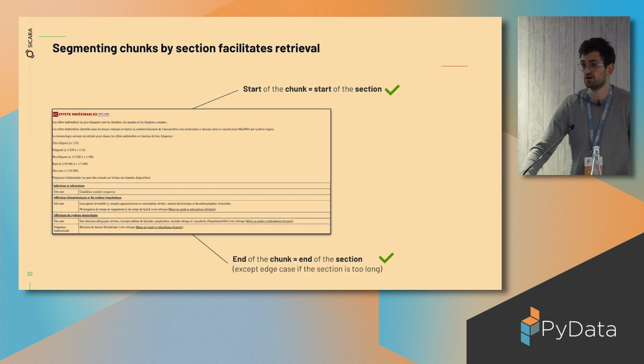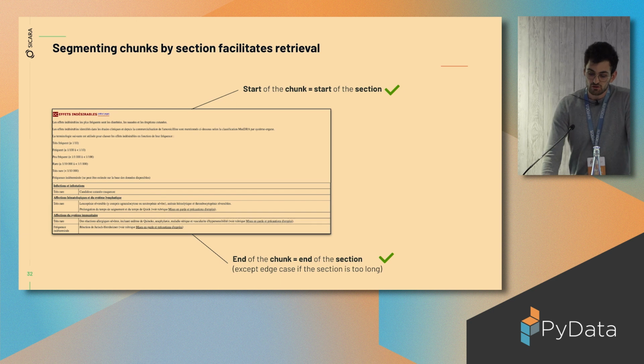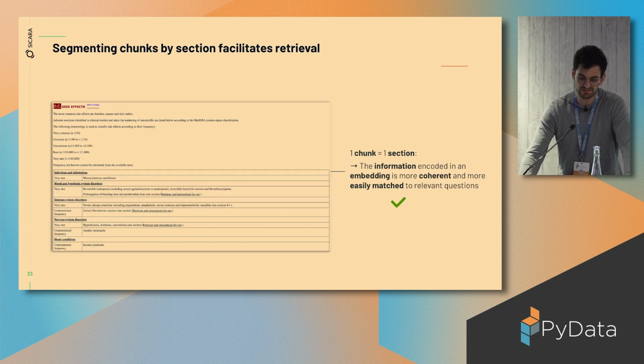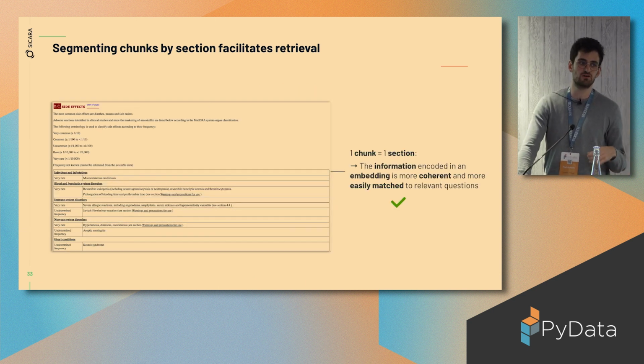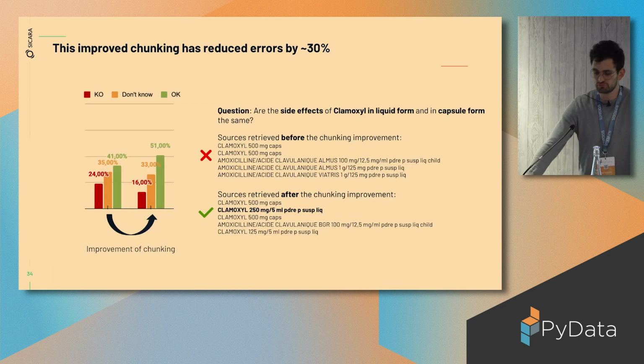Luckily, all the Vidal is made in HTML, so we know how it's built, and we can implement some methods to correctly chunk it. The end result is that the beginning of the chunk and the end of the chunk correspond to a single section. And since one chunk is equal to one section, it's much more easily retrieved when asking a similar question. So this was our improvement boost.